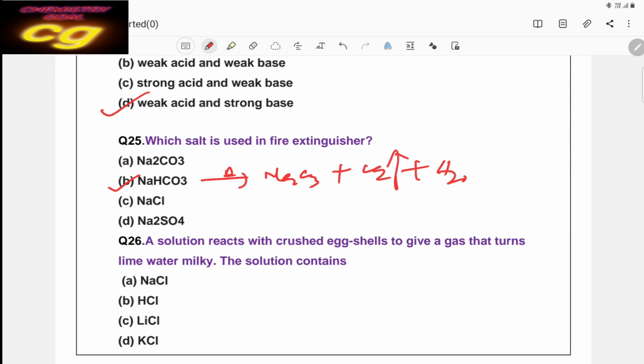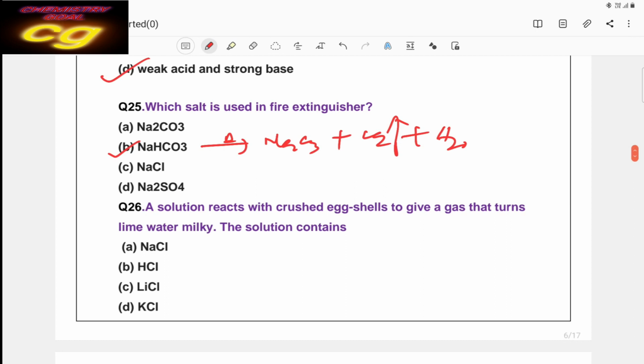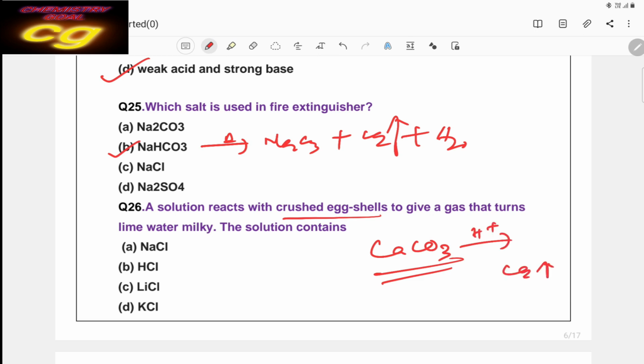A solution reacts with crushed egg shells to give a gas that turns lime water milky. The solution contains what? Because it reacts with the egg shell and turns lime water milky, the gas is CO2. Generally CO2 gas is produced when a salt reacts with acid, and that salt must be a carbonate or bicarbonate. Remember, crushed egg shell mainly contains calcium carbonate. It reacts with acid and produces CO2 gas.